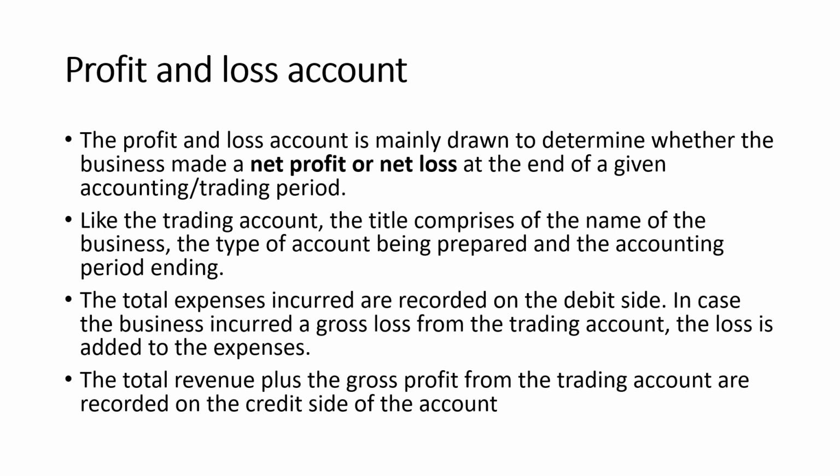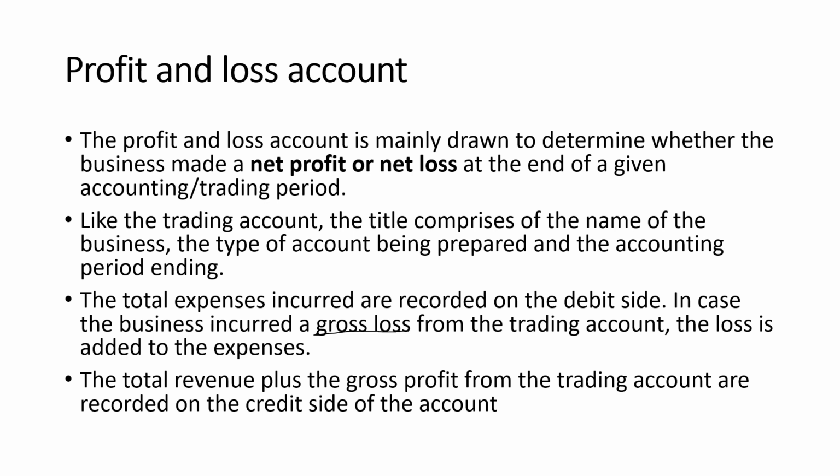Now, the total expenses incurred during that accounting period are recorded on the debit side. In case the business incurred a gross loss from the trading account, the loss is added to the expenses. Though a loss is not an expense, it is treated as an expense. So we are going to add it to various expenses which were incurred by the business. The total revenue plus the gross profit from the trading account are recorded on the credit side of the account.